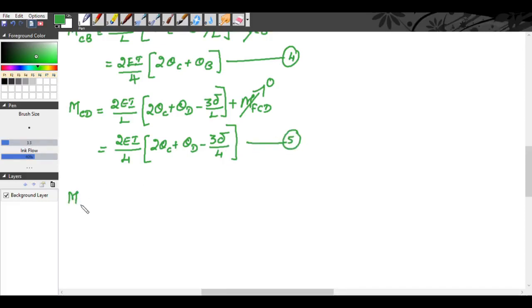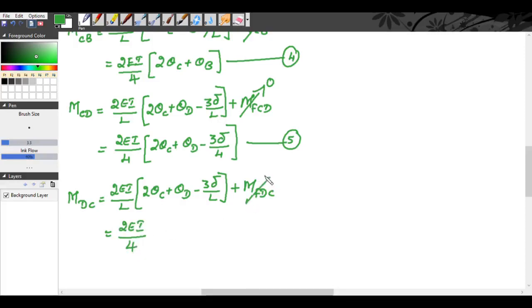Now, MDC is equal to 2EI by L into 2 theta C plus theta D minus 3 delta by L plus M of DC. We get 2EI by 4. So M of DC is equal to 0. 2 theta C plus theta D minus 3 delta by 4. This is our equation number 6. So totally we obtained 6 equations, right? We have got 6 equations.